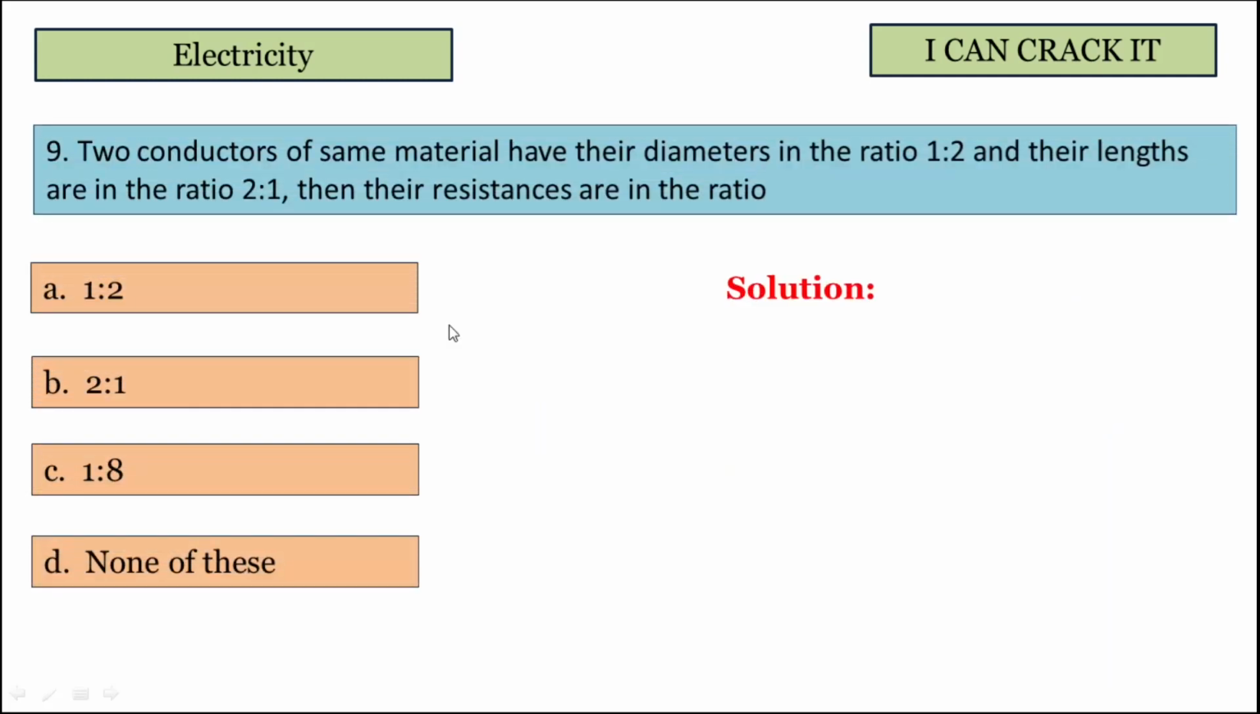Now let's see the next question. Two conductors of the same material have their diameters in the ratio 1:2 and their lengths in the ratio 2:1. Diameters means d1 by d2, in the ratio 1:2. Diameter is nothing but 2 times the radius. So I will take 2 times R1 divided by 2 times R2. D1 I am taking as 2 times R1, D2 as 2 times R2, because diameter is double the radius.